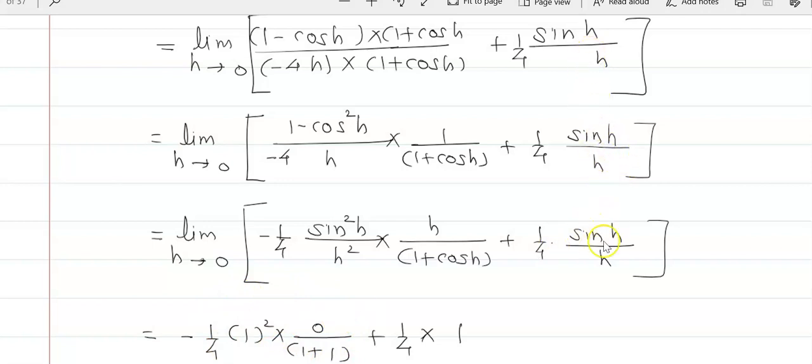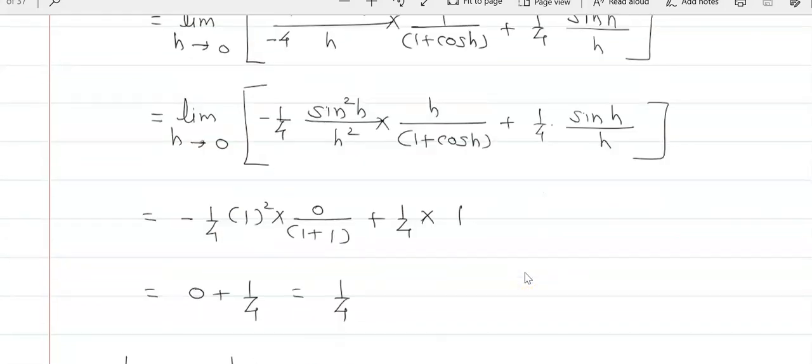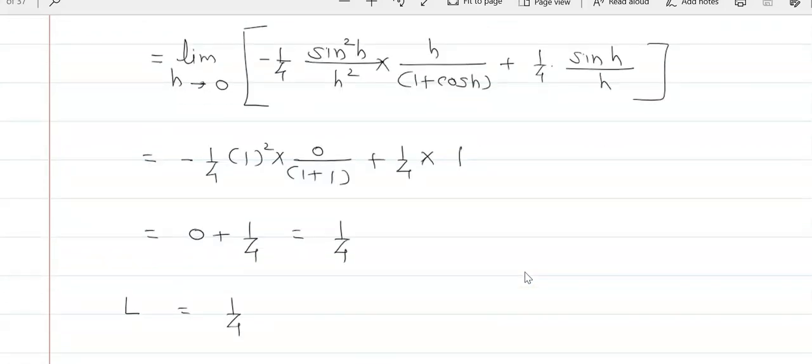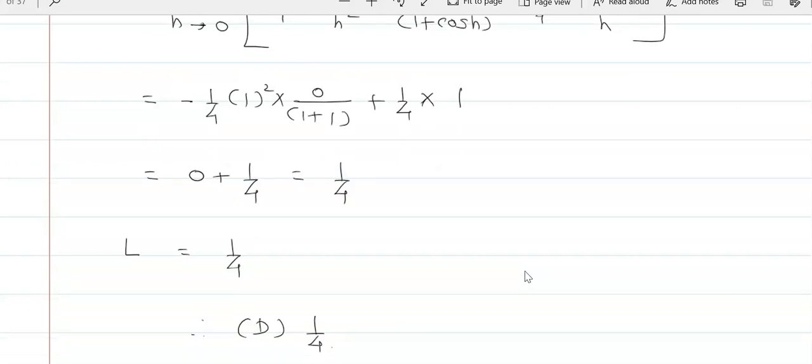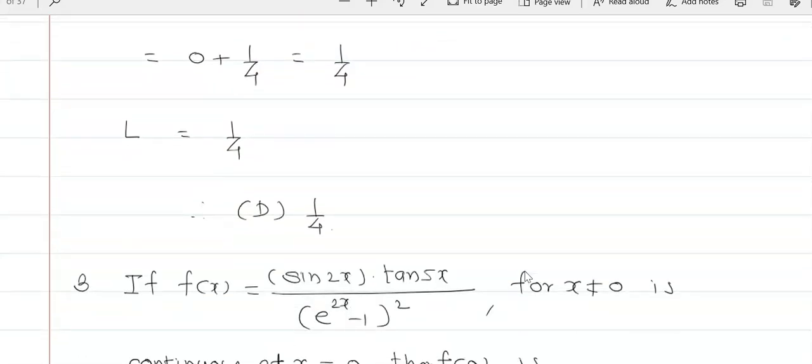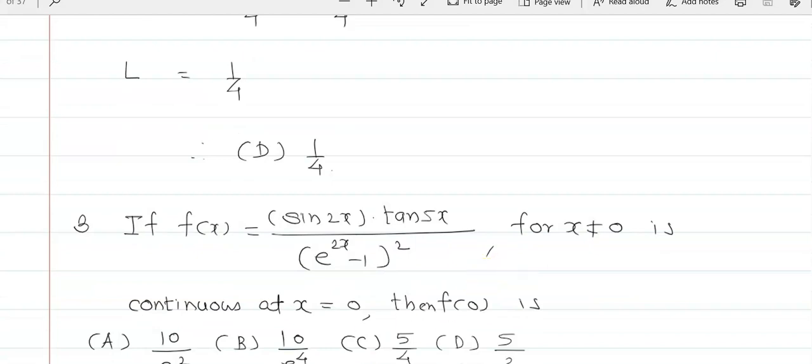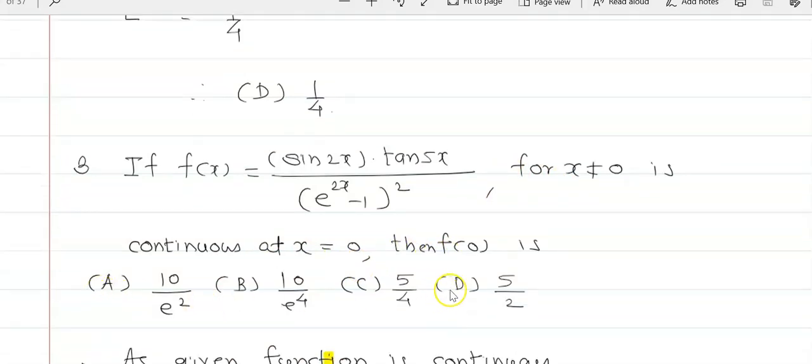Sin of h upon h is 1, which is 1 by 4, and hence the overall limit is 1 by 4, and hence option D is the correct one. Now the next, question number 3: if f of x is equal to sin of 2x into tan of 5x upon (e raised to 2x minus 1) whole square for x not equal to 0, is continuous at x equals 0, then find f of 0. The options are A, B, C, D.